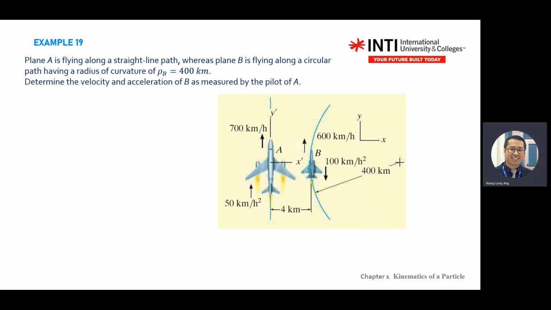These are the reference axes X and Y, X prime, Y prime. One is linear motion. The distance between the two is 4 kilometer. The other is curvature motion. You're given the acceleration in kilometer per hour square, pointing this way. All right, so velocity.